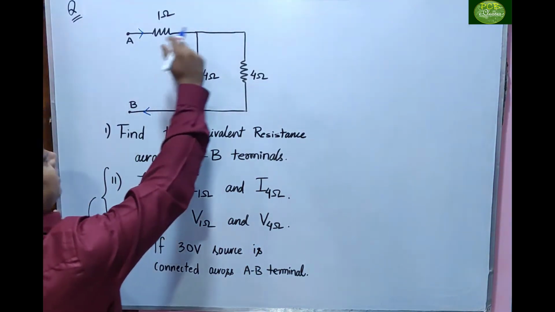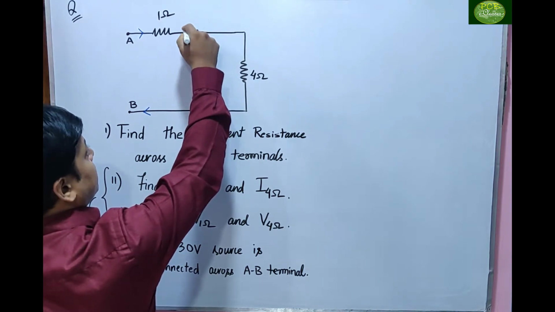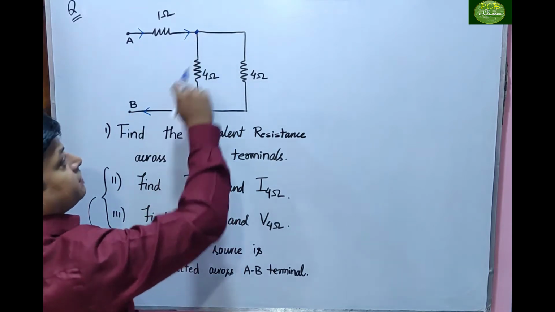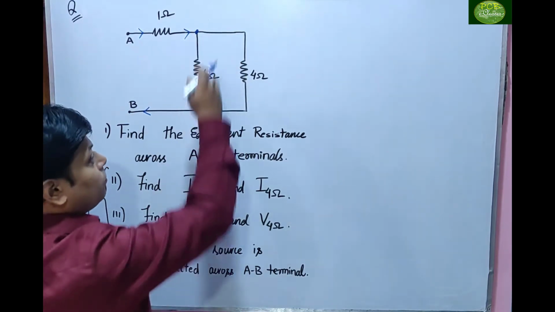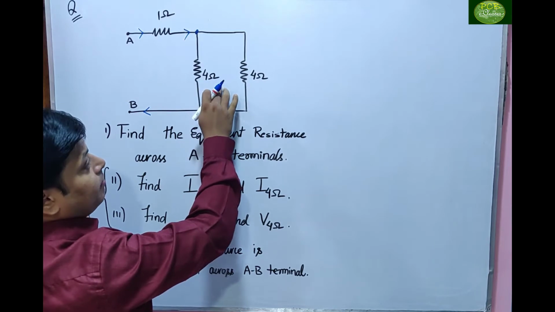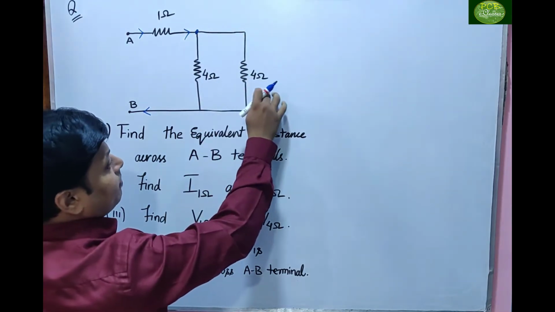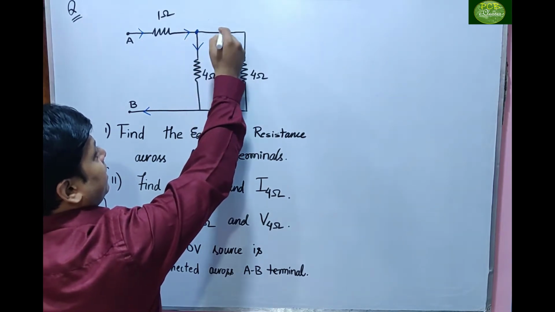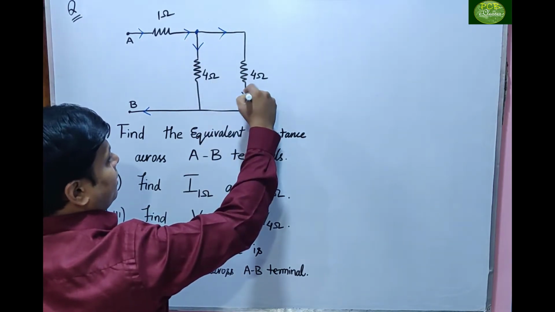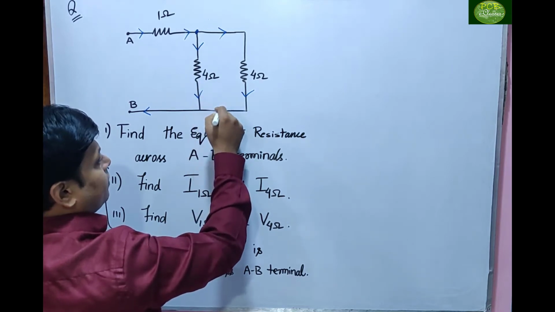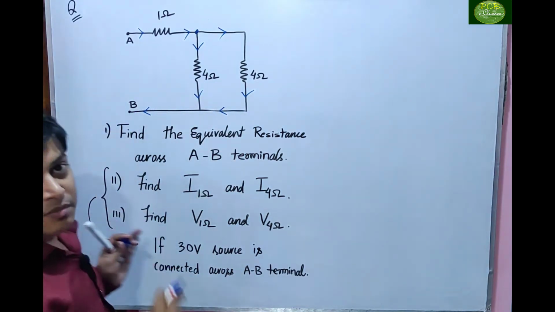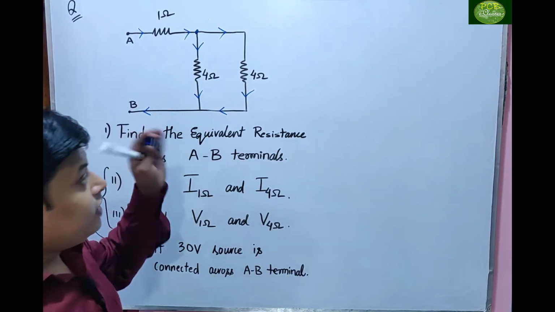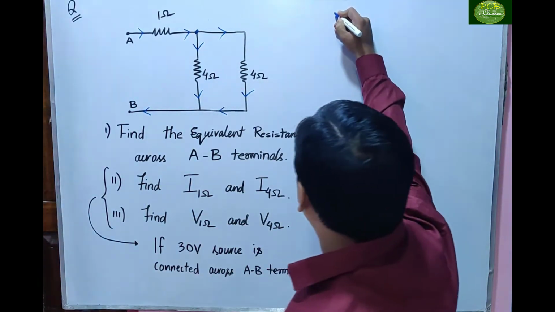So this current will come till this node. Then it observes that we have two pathways. One path has a 4 ohm element, and the other also has a 4 ohm element. Those are the resistors. So the current will be divided, and it comes back to the B terminal. In this way it will come back to the B terminal.